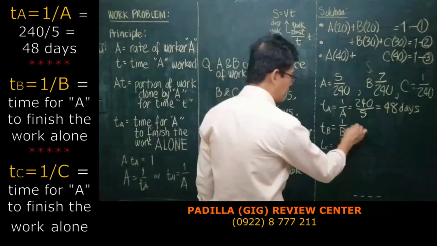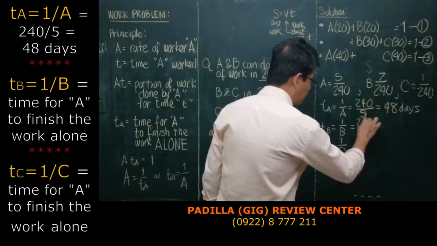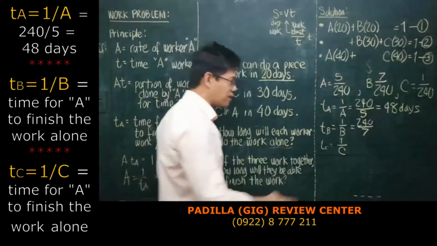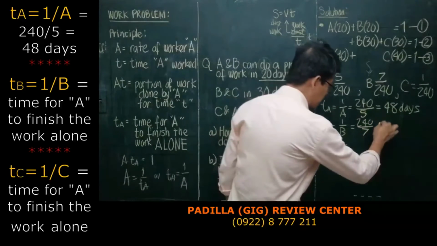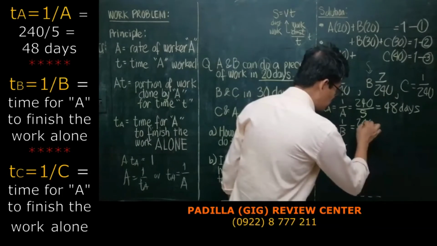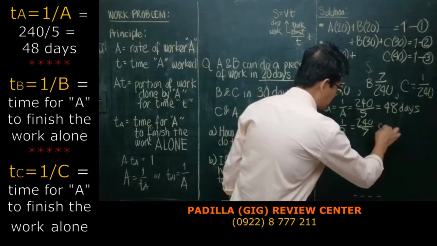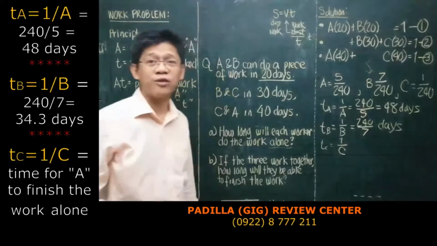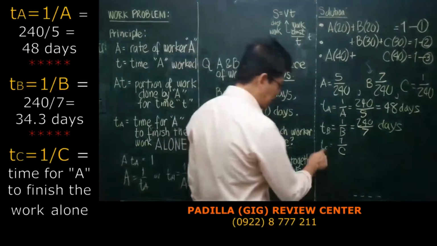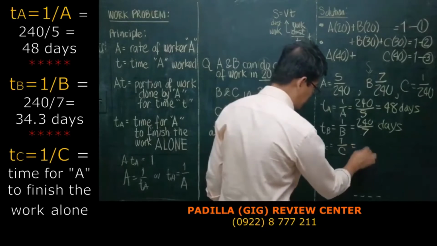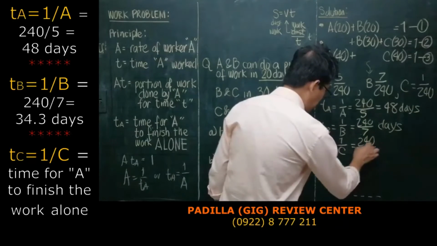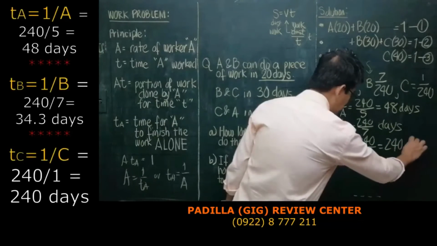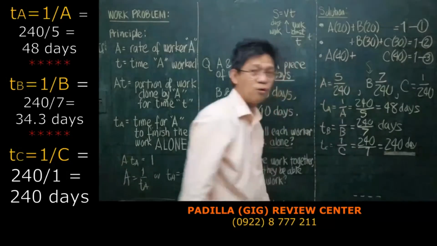1 over B is 240 over 7 days. So you give the work to B alone, he'll be able to finish it in 240 over 7 days, which is shorter than 48, something like 34 days. Okay? You give the work to C alone, 1 over C, that is 240 over 1 or 240 days. C is the slowest worker.